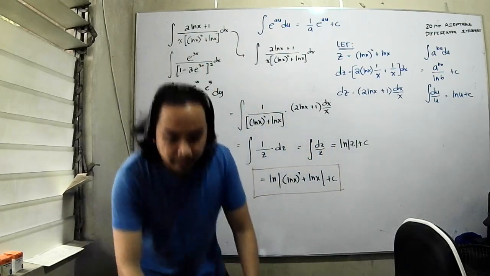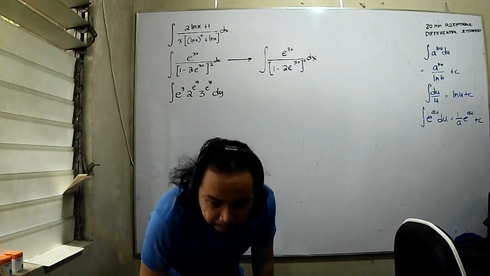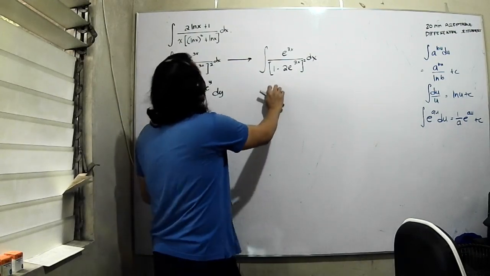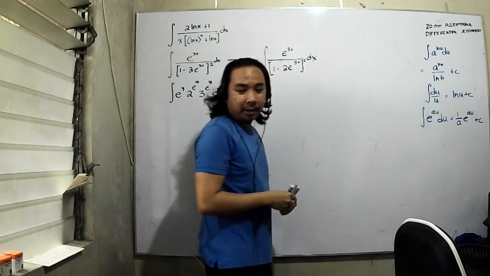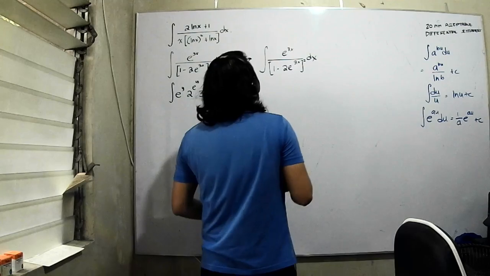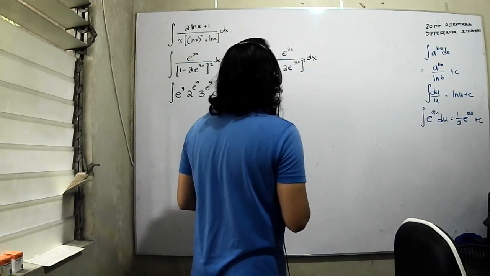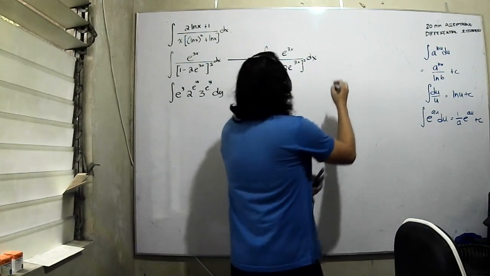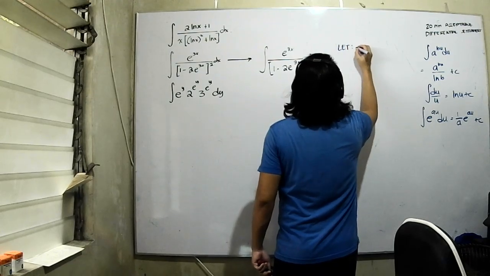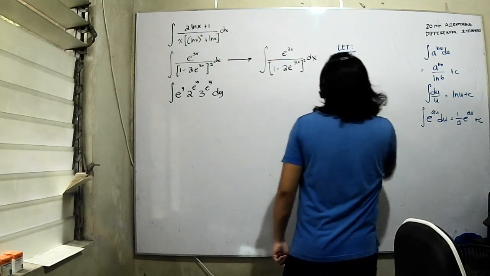Okay. For the next problem, let's try to evaluate the second integral. In evaluating this integral, this is also a u substitution. We let u or z be the most complicated term that we can see in the expression.